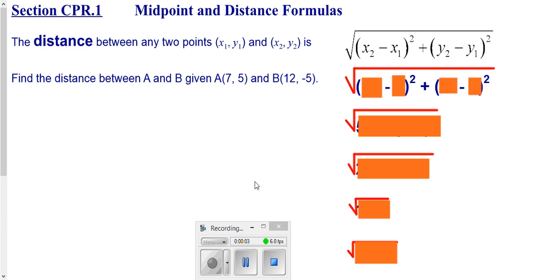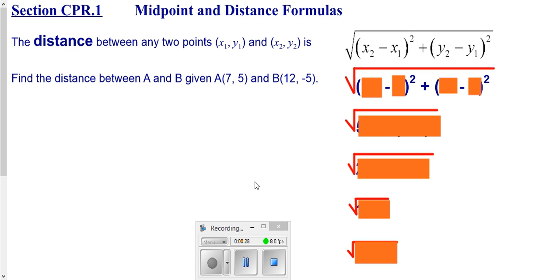Okay, we're going to take a look at distance and midpoint here in this video. Now, the distance formula is really just a version of the Pythagorean theorem where the x2 minus x1 represents one side of a right triangle, while the y2 minus y1 represents the other leg of the right triangle, and our distance is really the length of the hypotenuse.